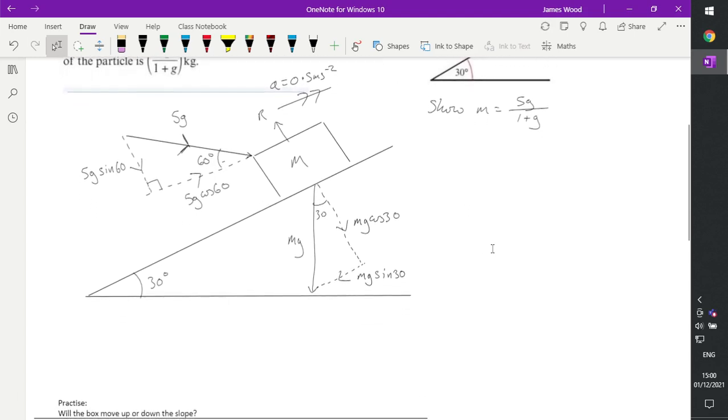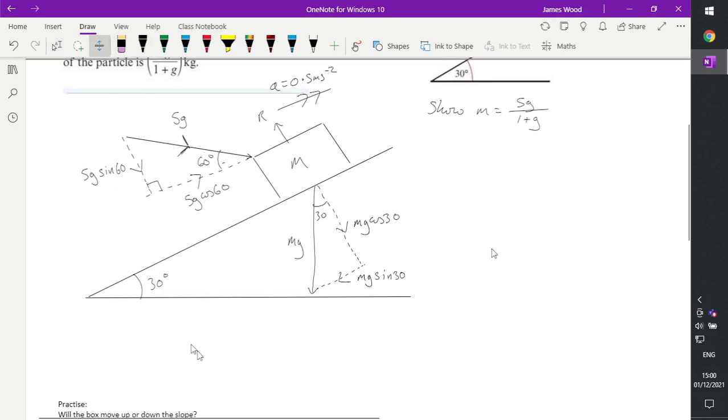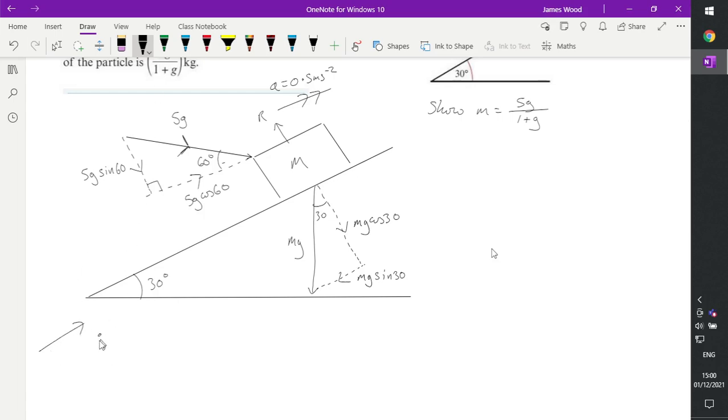So we've got to try and find m, and we know what the acceleration is, so I'm going to just resolve parallel to the slope and up the slope. Okay, so resolving in that direction. So I've got 5g cos 60, subtract mg sine 30, because that's obviously going in the opposite direction, equals m times a, which is 0.5. And hopefully I can solve this to get this expression here, m equals 5g over 1 plus g, which is what we were asked to show.